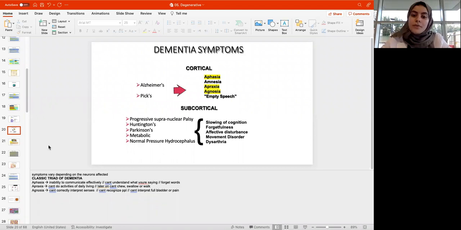Okay, so remember them: aphasia, apraxia, agnosia. These are all usually cortical problem related. You find them in cortical diseases, like Alzheimer's and Pick's. These other diseases are more subcortical, and as you can see, there are more movement disorders, dysarthria, affective disturbances, these things. That's because you've moved down. You're not in the cortex anymore. You're affecting areas and neurons that are lower down, neurons that are related to movement. So that's why these diseases usually present like this. Okay.